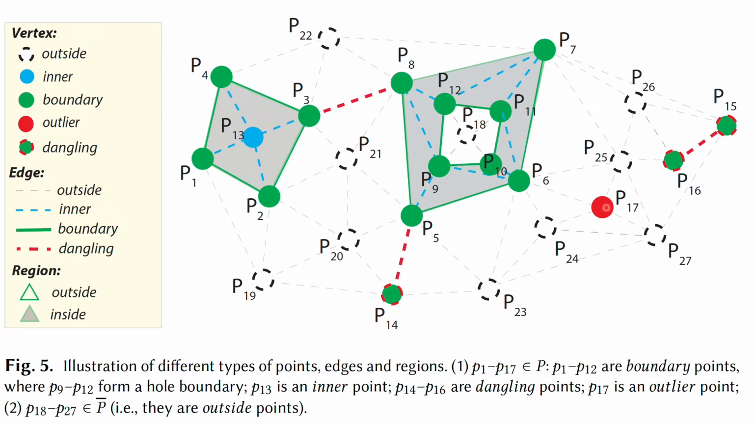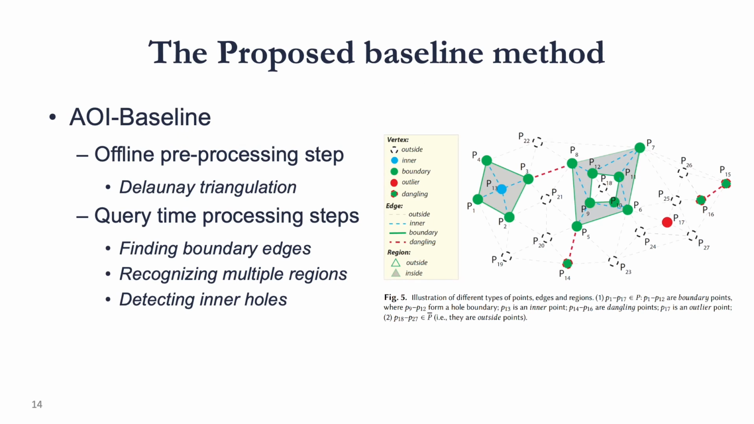We also have some outlier points, which are the points that satisfy the user query but are in the outside region, and they are not connected with any other inner points. We also have dangling points, which are 2 points connecting each other but not connected with other regions. We also have outside edge, inside edge, boundary edge, and dangling edges. Based on those labels, the AOI baseline will be able to recognize multiple regions and detect inner holes.